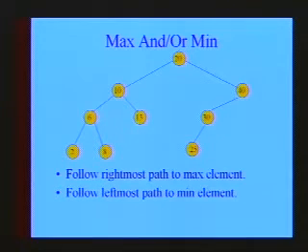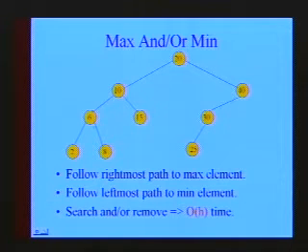You can find the min item. You just follow the leftmost path. So that's also order of height. If you want to remove the item once you found it, you can remove it in order 1 time, because it's going to be in a node whose degree is 0 or 1. But if you include the time needed to find the item, then it's order of height.